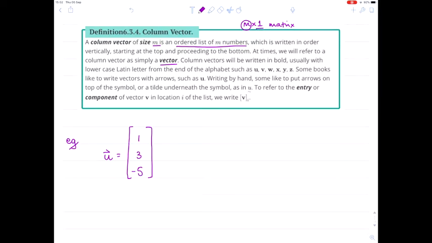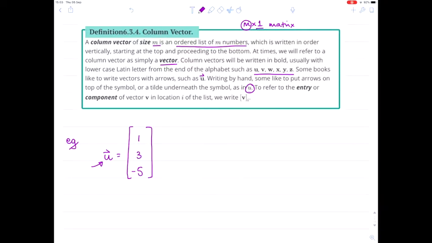Now, most textbooks use boldface, lowercase letters from near the end of the alphabet, but since it's hard to write boldface, the notation that I will use is a little arrow on top. This is also sometimes seen in textbooks. So this should have a little arrow on top. Occasionally you'll see, for example, a little tilde underneath. It really just depends on who's doing the writing.